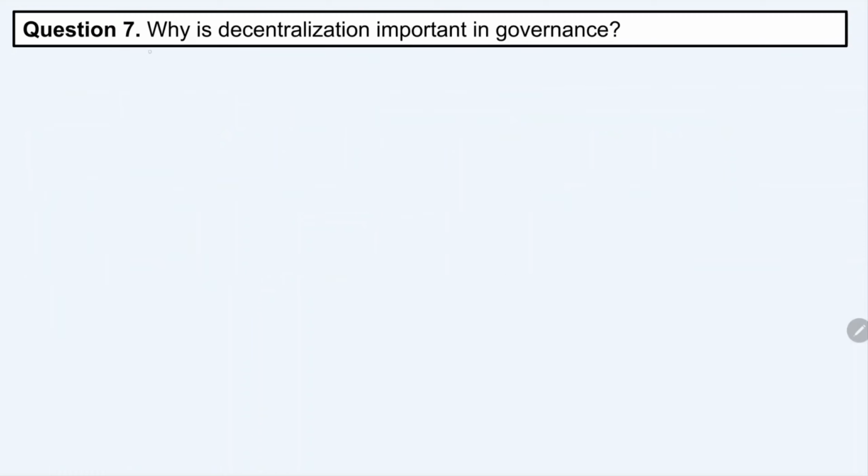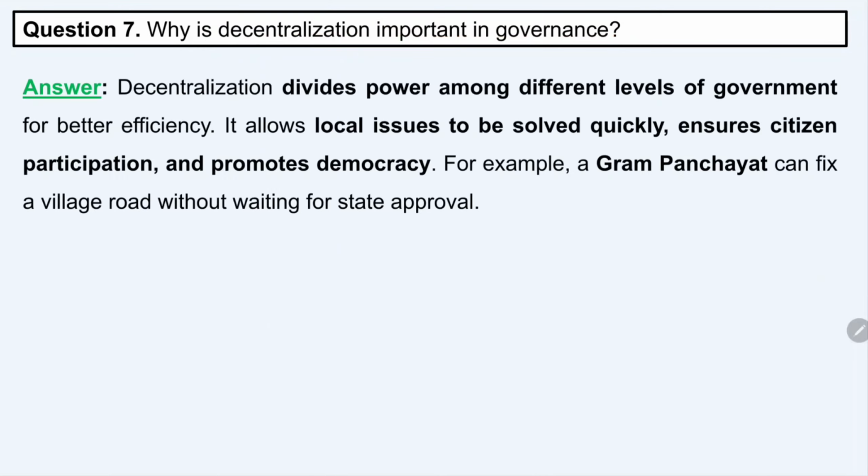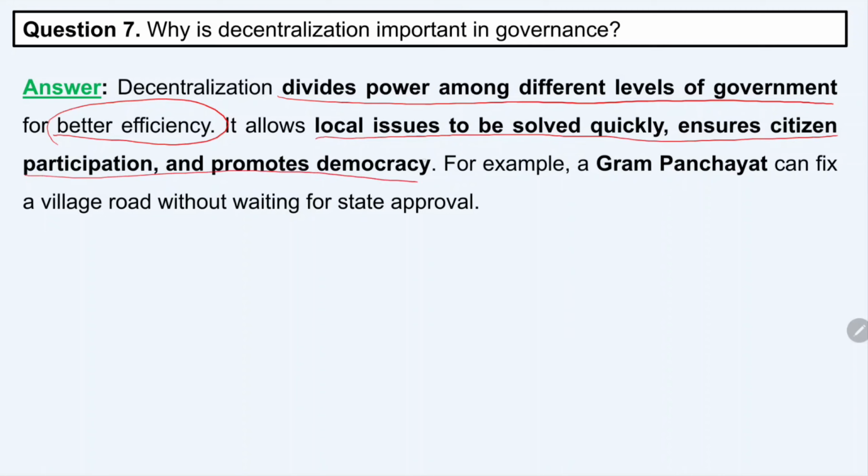Okay. Next we have, why is decentralization important in governance? You can write in short: decentralization divides power among different levels of government for better efficiency, allows local issues to be solved quickly, ensures citizen participation and promotes democracy. For example, a gram panchayat can fix a village road without waiting for state approval.